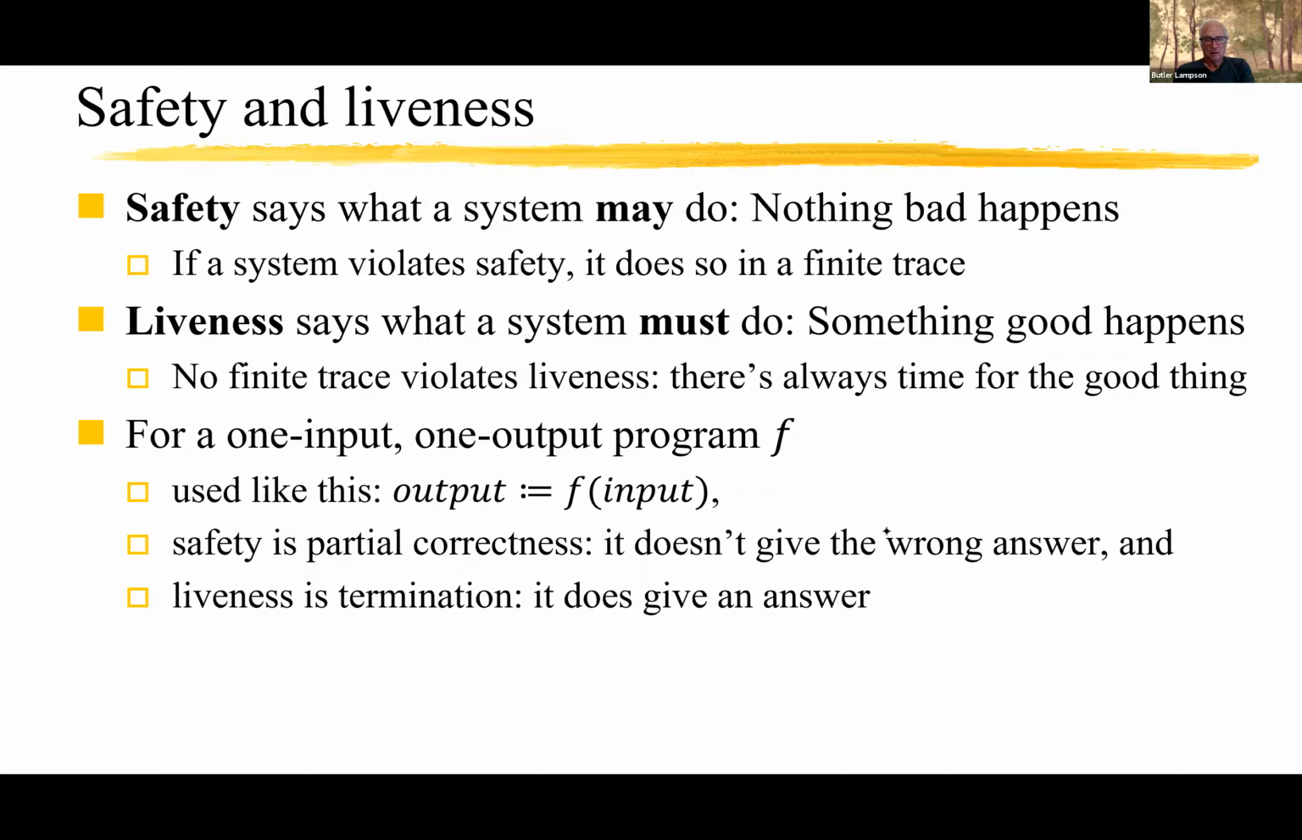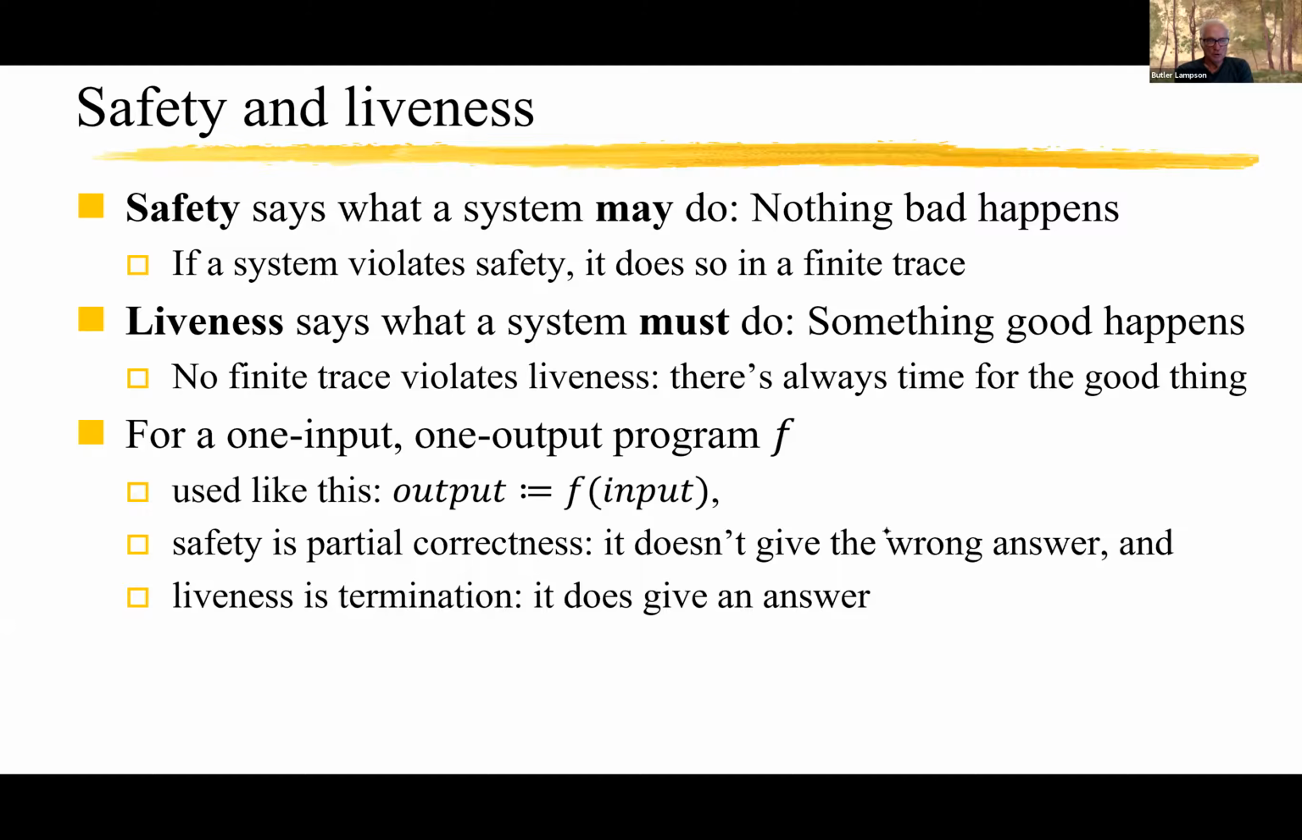For the kind of program that you're probably accustomed to thinking about from your own personal experience, it's a program that you feed an input, it does some computation and produces an output, and that's the end of it. In that case, safety is what's called partial correctness, which says it never gives the wrong answer. And liveness is what's called termination, which says it actually does give an answer. It finishes as opposed to looping indefinitely. So that's safety and liveness.